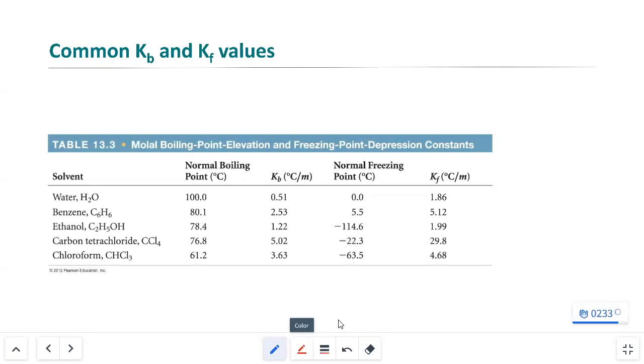We can see that our values of Kf and Kb do have a lot to do with intermolecular forces. The numbers that are smaller tend to be ones that have greater attraction to each other. Not always a given, but it's a good general rule of thumb. We know that water and ethanol have the strongest intermolecular forces of these five. They also happen to have the smallest Kf and Kb values.